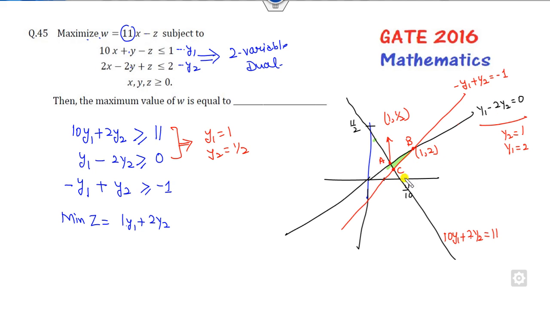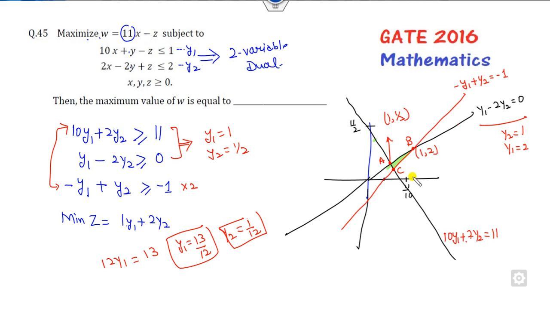How do you solve this one? That's the line of this and the line of this. I can multiply this by 2 and subtract them. So it's 12y1 equals 13. So y1 is 13 over 12. What is y2? I can substitute here. If you substitute this value, you will get 1 over 12. So this is my coordinate of C, 13 over 12 and 1 over 12.